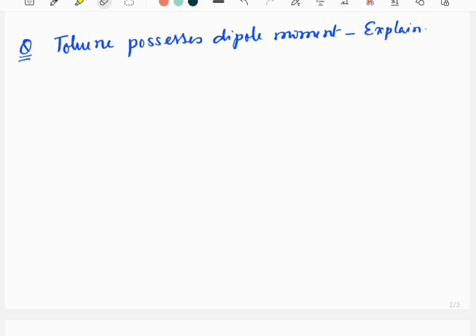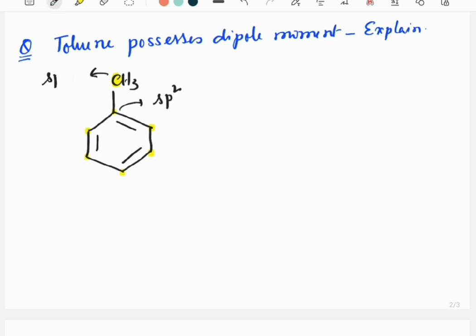Now the next question: toluene possesses dipole moment. How can we explain this fact? If you see the structure of toluene, this is the benzene ring, with a CH3 group attached. All these positions are carbons, and these carbons are sp2 hybridized, and this carbon, the methyl carbon, is sp3 hybridized.